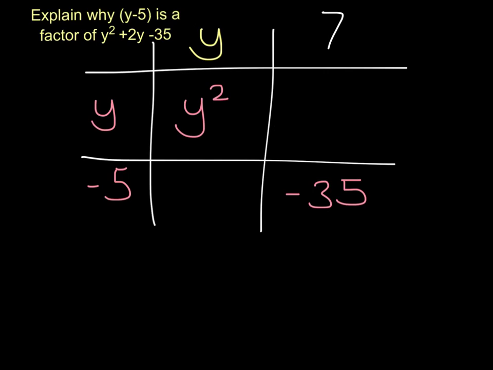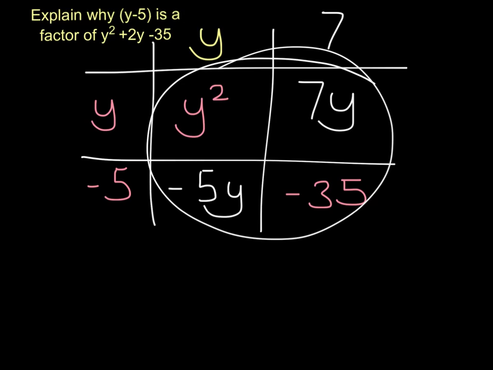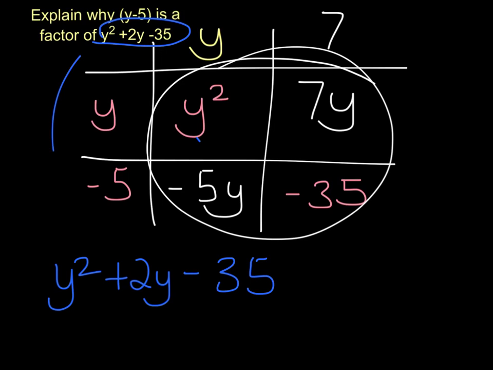And now we can fill in the rest of the grid to see if we do get the answer. So we've got y times 7, which is 7y. We've got negative 5 multiplied by y, which is negative 5y. If we now add up everything in the grid, we've got y squared, then we've got 7y's, take off 5y's, which are positive 2y's, and then we've just got a negative 35 on the end there. And that's exactly what we were trying to get to in the question, so it's exactly the same. So we have found the other factor of y squared add 2y minus 35.